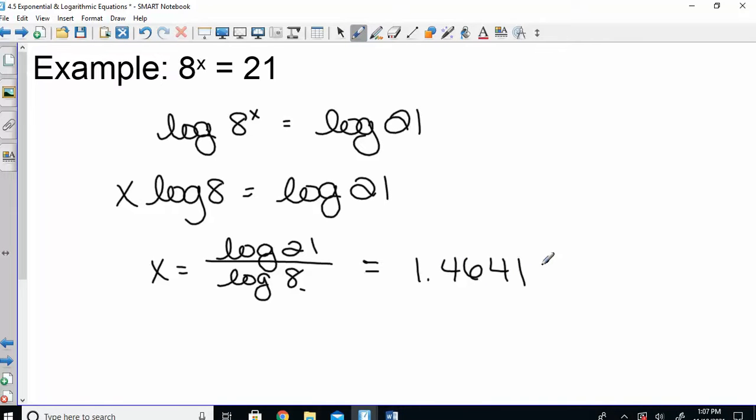Okay. Just like any others, we can always check these by plugging them back into the original. If I did 8 to the 1.4641 power, it's not exact because we rounded our answer, but it comes out to be 20.9997. So it's very, very close to 21. Is that one okay?